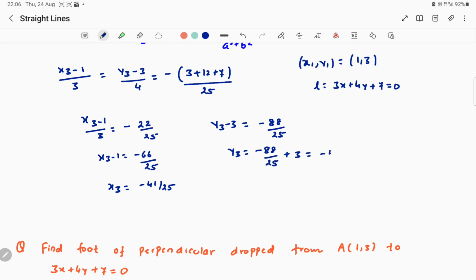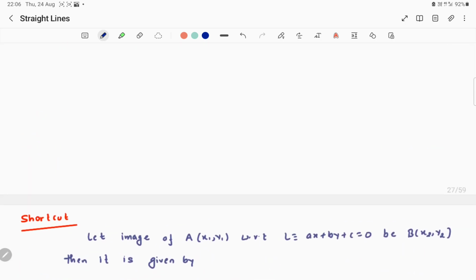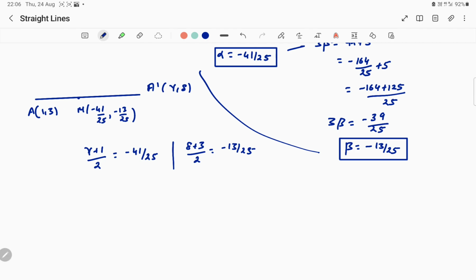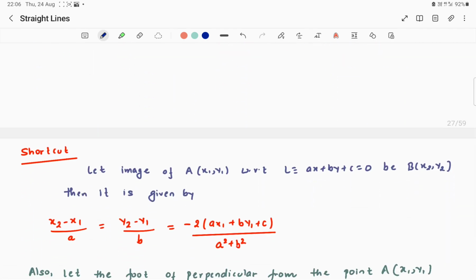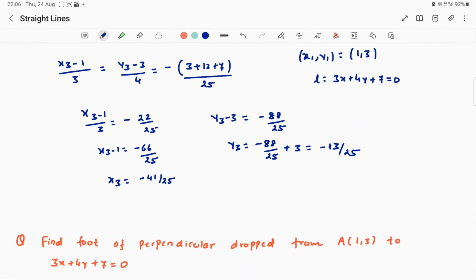When you evaluate this, this will be how much? Minus 13 by 25. So you can see that exactly the same answer we got last time also. We got minus 13 by 25 and minus 41 by 25. So similarly, this formula can also be used to find the image, and it is a little easier, like you don't have to get into the calculation.